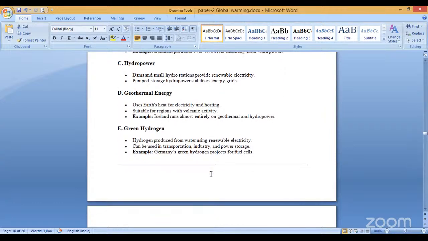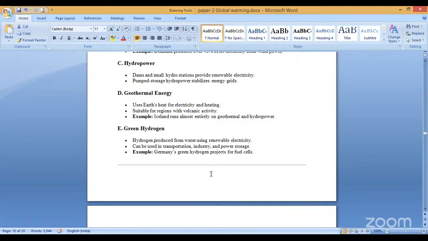The next one is green hydrogen. What does green hydrogen mean? Hydrogen produced from water using renewable electricity can be used in the transportation industry and for power storage. An example is Germany, where green hydrogen provides fuel for fuel cells. Germany is one of the best countries using green hydrogen.